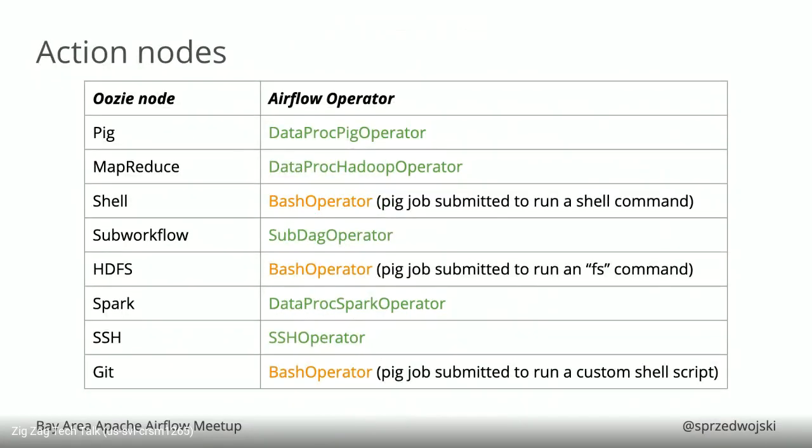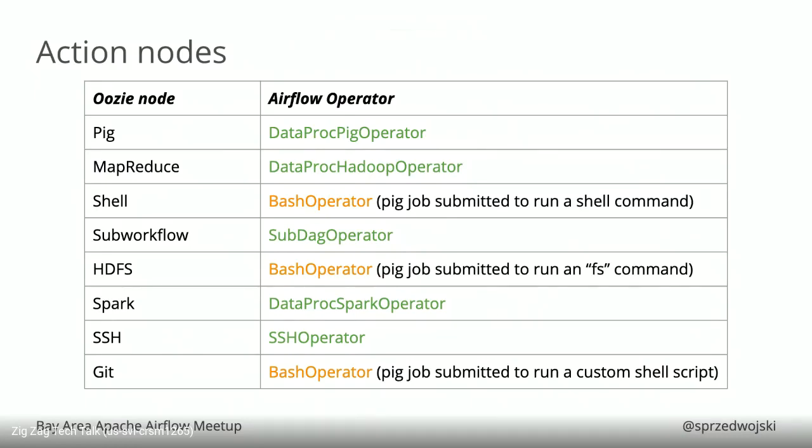And for the action nodes, we do have to use an operator in each case. Where we can, we use the existing operators dedicated for each type of action, like the Dataproc pig operator for pig. And where they are not available, we decided to just use the bash operators, and we have a pig job which runs a specific shell command or a custom shell script on the Hadoop cluster.